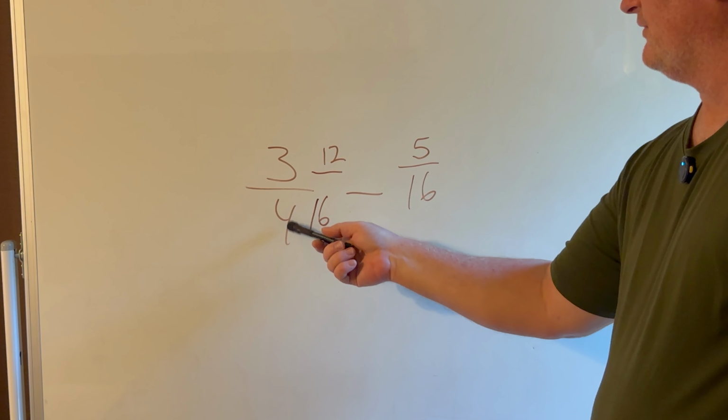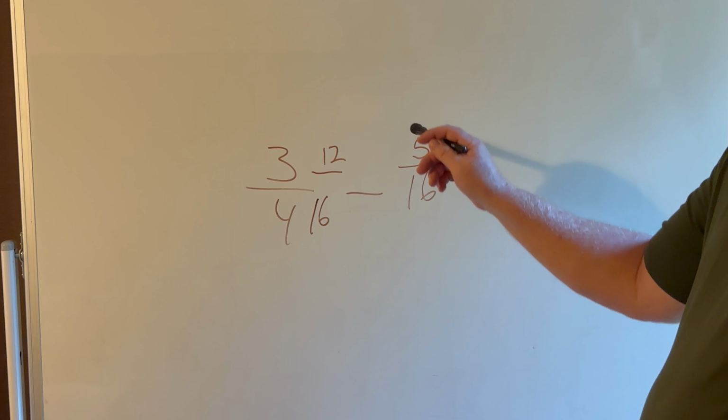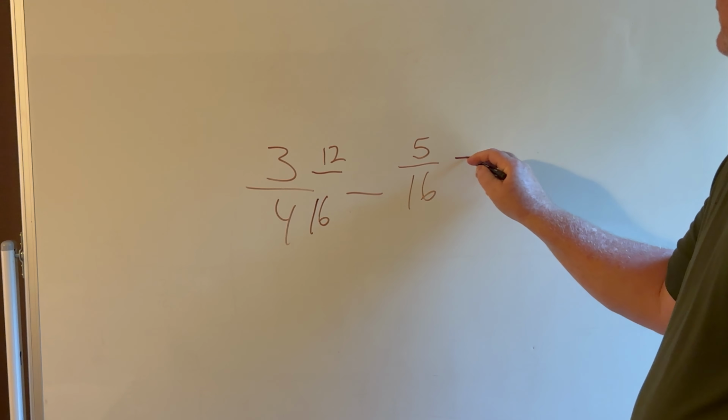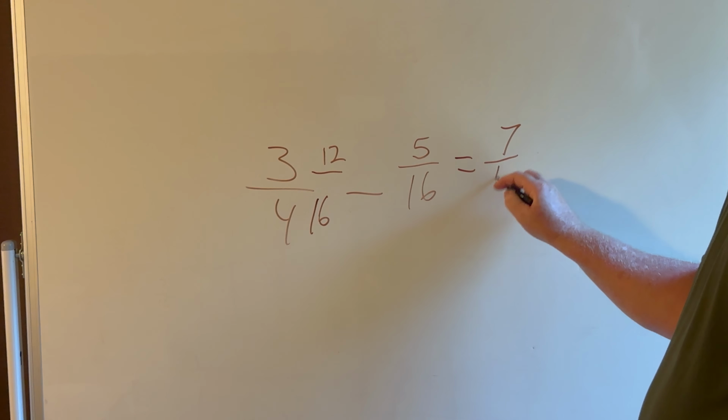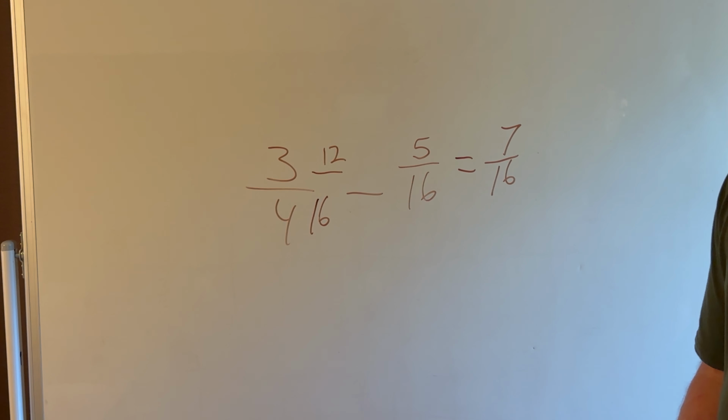So 4 times 4 is 16, 4 times 3 is 12. So now we have 12 sixteenths. What is 12 minus 5? It would be 7, right? So our answer is going to be 7 sixteenths. This is how easy it is to subtract fractions.